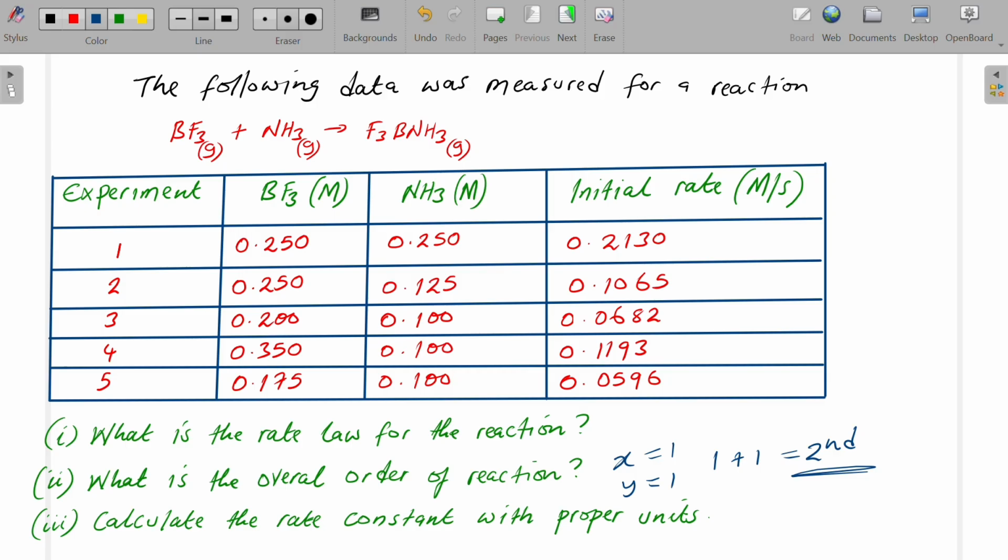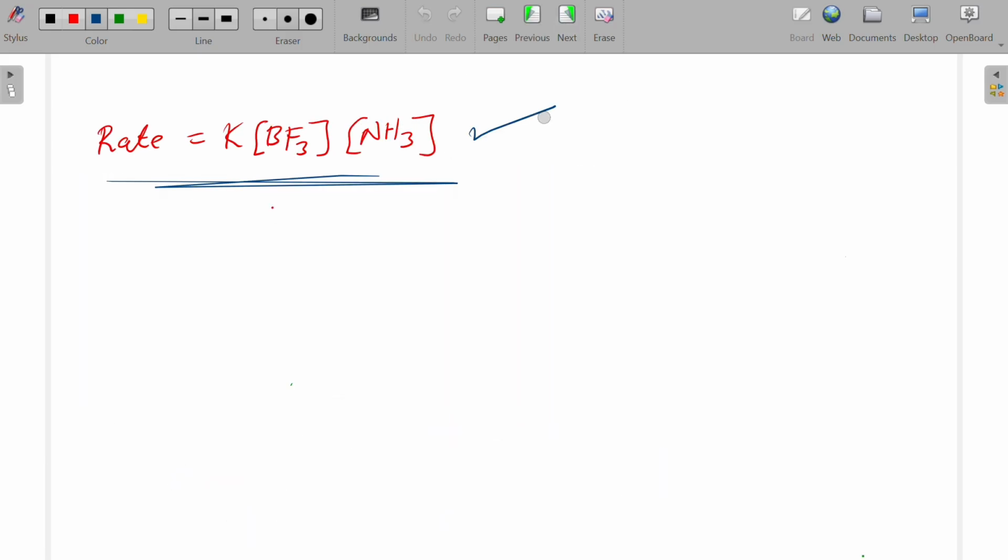So you choose an experiment. You can choose experiment number 1, 2, 3, 4 or 5. Just make sure you're choosing a single experiment, and whichever experiment you choose, you are going to get the same answer. So let's choose experiment number 1 and use it. How do we use it? We are looking for the value of K. If we choose experiment number 1, we substitute what we have for BF3 in experiment 1, for NH3 in experiment 1, and also the rate in experiment 1.